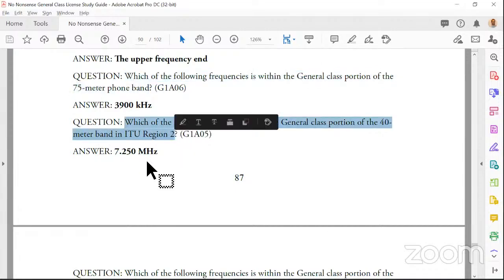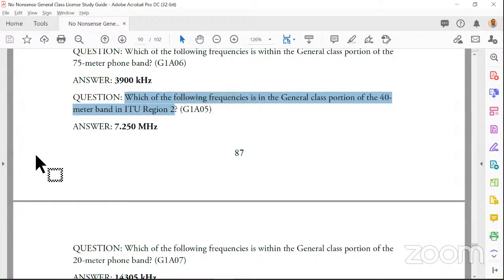Next question in the question pool. Which of the following frequencies is in the general class portion of the 40-meter band in the ITU region 2? So 40-meter band, well, we know the answer is 7 point something megahertz. So 7.250, that will be the correct answer.